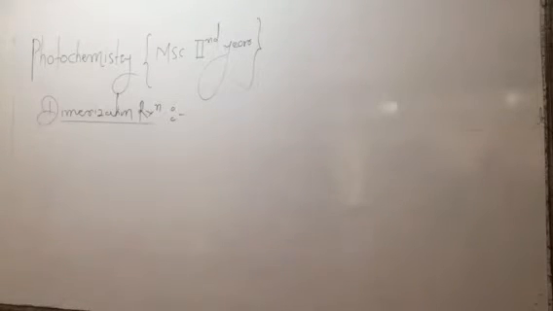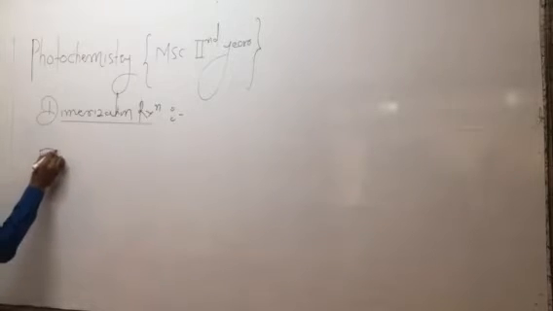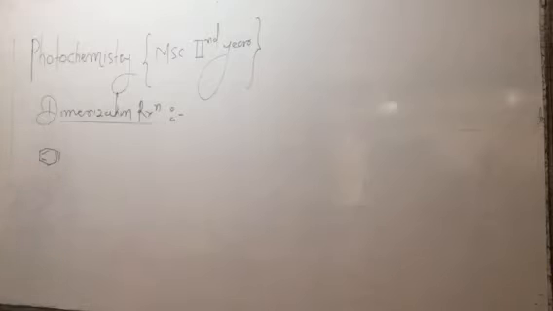Students, in continuation of the parts, we are moving on to photochemistry as a part of the photochemical reactions. One of the reactions is dimerization. What is the condition for the dimerization reaction? The starting reactant molecule is benzene, and it is a reaction intermediate.